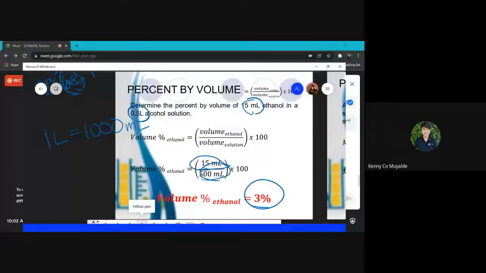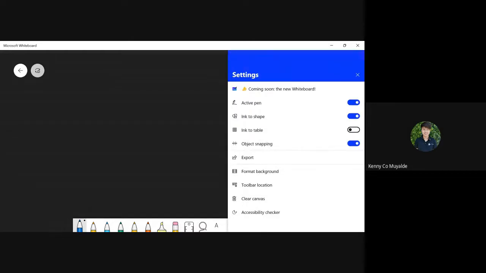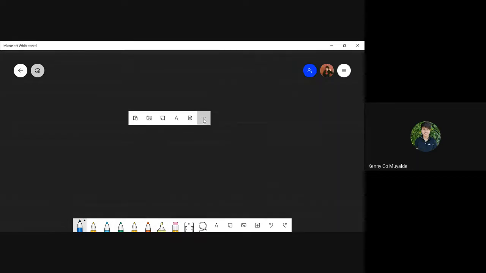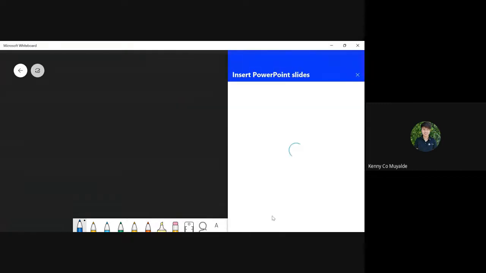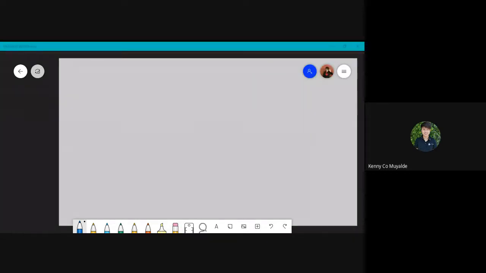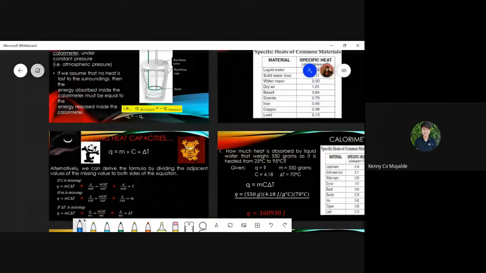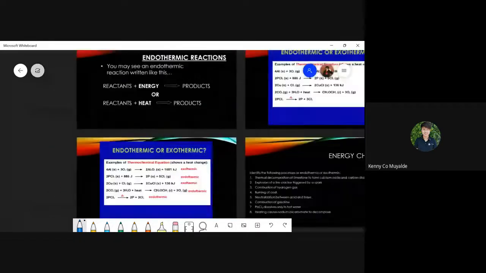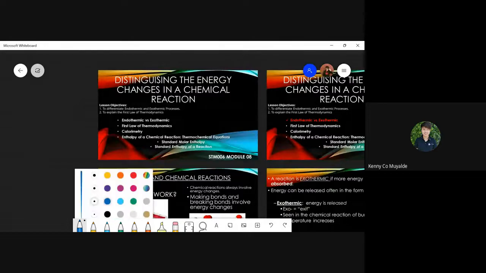Now we'll proceed with module number 8 and 9. Let me just clear my whiteboard. So I will import our PowerPoint for modules 8 and 9. Okay, since black ang ating background, I will make use of a lighter color.